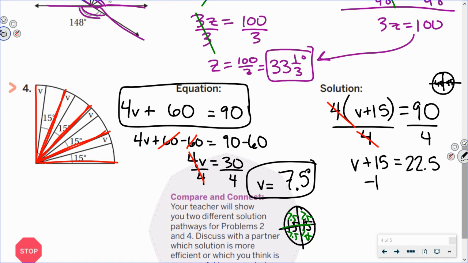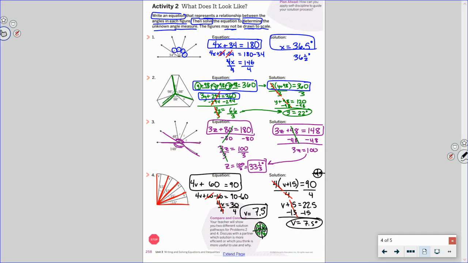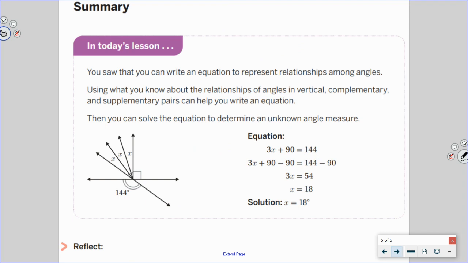Mr. Cowan, is this really going to work out? Well, check it out. Subtract 15 from both sides. Man, I love mathematics, how there can be more than one answer, more than one route leading to the same solution. Pause, rewind if you need. Otherwise, on to the summary.